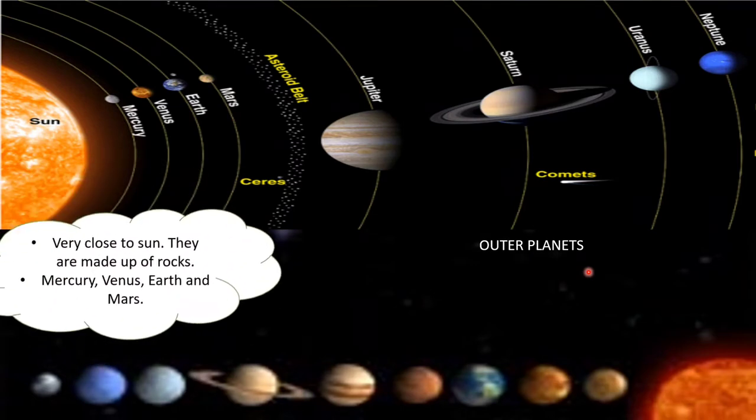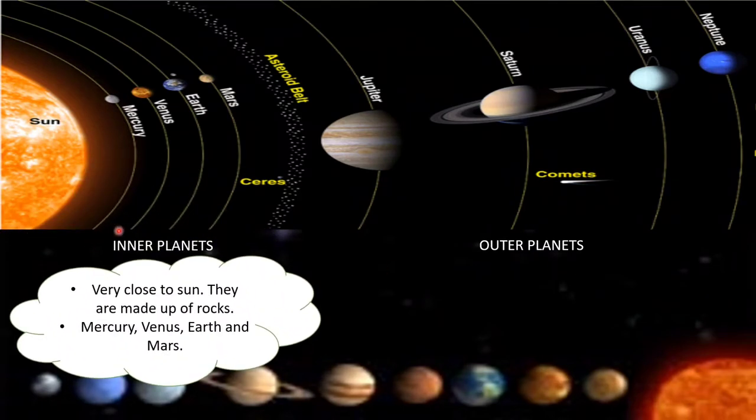Okay, so now let us see what exactly the difference is. Inner planets are very close to the sun. They are made up of rocks. So for these planets, as we can see, the distance from the sun is not that much. They are very close to the sun and they are made up of rocks. Examples of inner planets are Mercury, Venus, Earth and Mars.